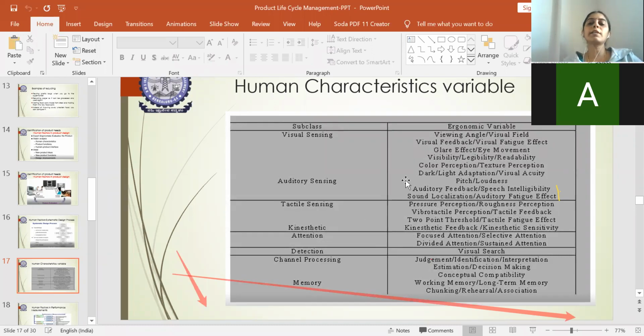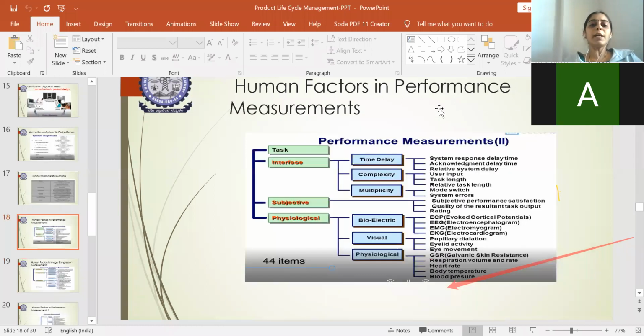So all those things are ergonomically variable, and these are all designed by human ideation to see whether it is customized properly so that it will be very comfortable for human beings. Okay, so all these concepts are also taken care of by the intervention of human beings, and these are associated as the variables for human characteristics. Apart from that, it is also explained related to the human factors in performance measurement.